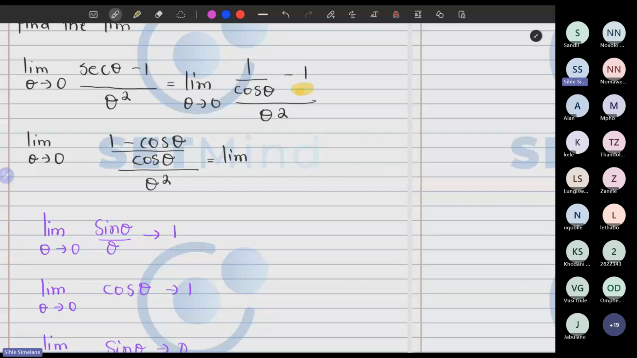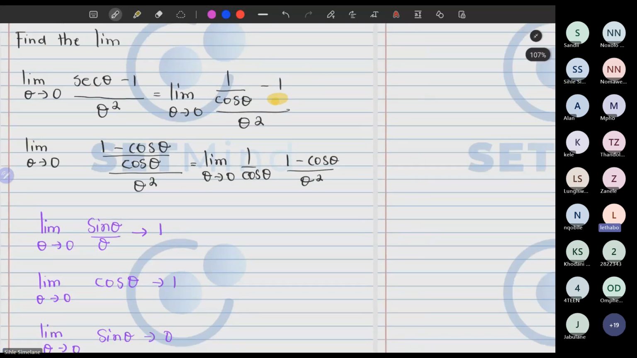So we can just put the 1 over cos theta outside there, because it's just dividing that numerator there, which is just 1 minus cos theta divided by theta squared. Do you follow? Yeah, it makes sense now.